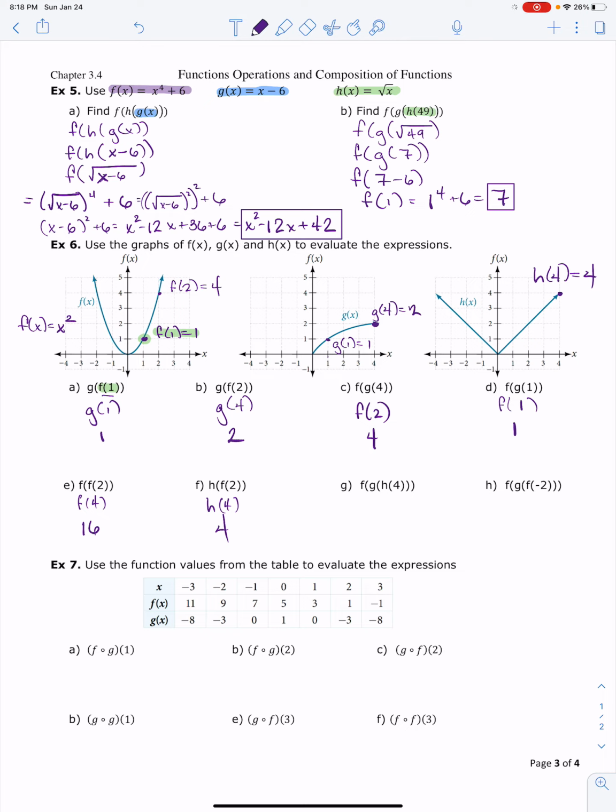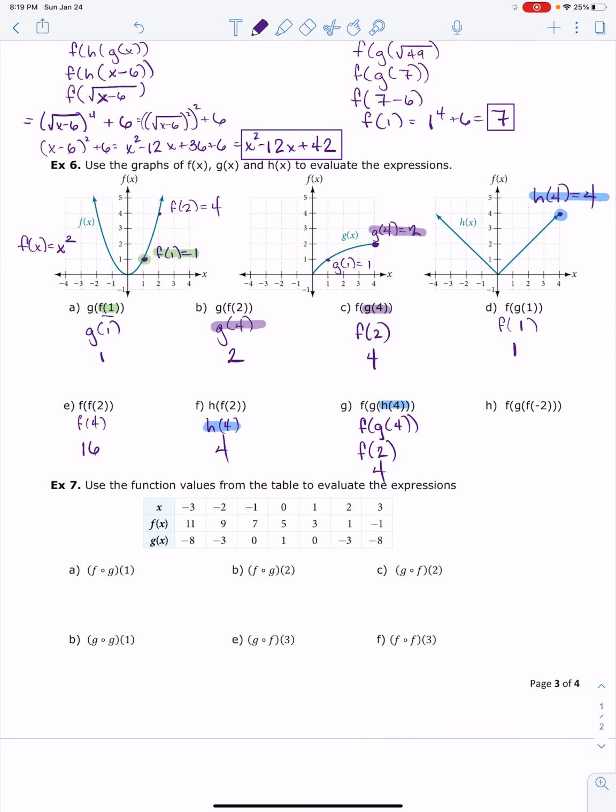G, f of g of h of 4. Well, we just found h of 4 was 4. And so now we have g of 4. Where else did we have g of 4? G of 4 we know is 2. So now we're looking at f of 2, which we've cranked out before. We know that's 4.